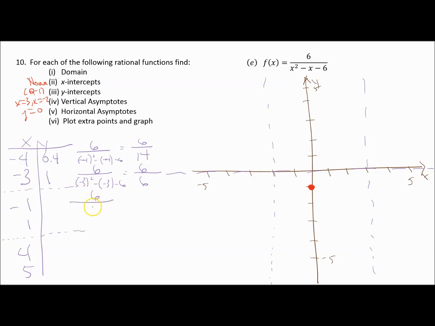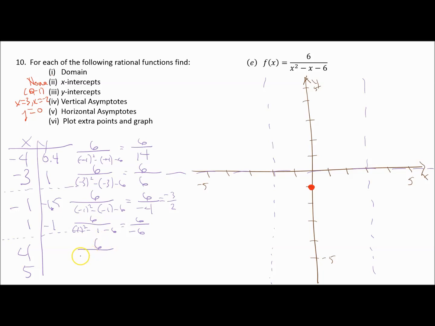I plug in negative 1. That's 6 divided by negative 1 squared minus a negative 1 minus 6, which is 6 divided by, that's going to be 1 plus 1 is 2 minus 6 is negative 4, which is going to be negative 3 over 2, or negative 1.5. Okay, then 6 divided by positive 1 squared minus 1 minus 6, 6 in the numerator. 1 squared is 1 minus 1 is 0 divided by negative 6, so 6 divided by negative 6 is negative 1. And then for our final piece over to the right, let's substitute in 4.